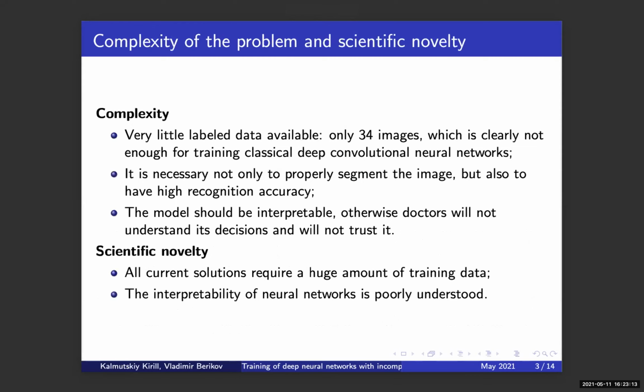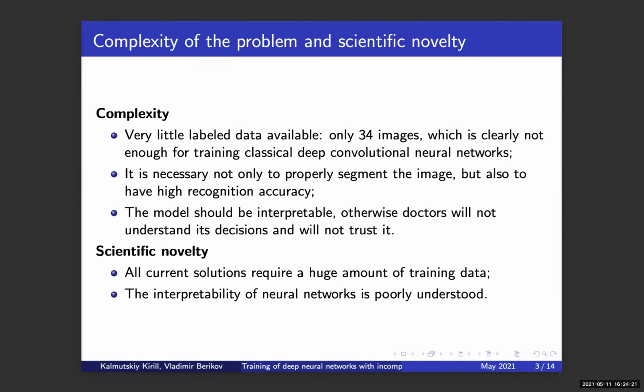As I mentioned, we have many problems with this task, because we have very little labeled data. We have only 34 images, which is not enough to train classical deep convolutional neural networks. Also, we need to achieve not only high segmentation quality, but also high classification quality, because we want to create a decision support system, and we shouldn't make many mistakes in classification. We shouldn't have a high false positive ratio and also false negative ratio, and we need to minimize them. And also our model should be interpretable because doctors should understand the decision of the model, because otherwise they won't trust it, and because they won't understand how it works.